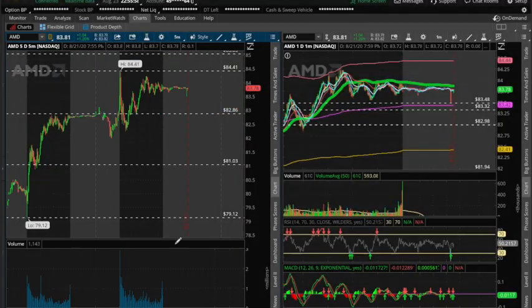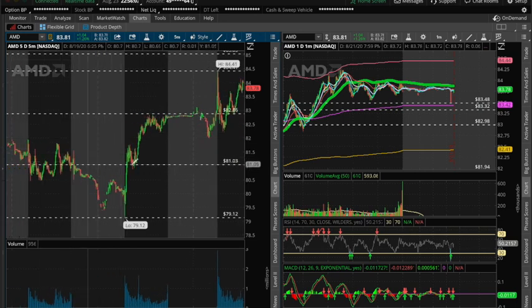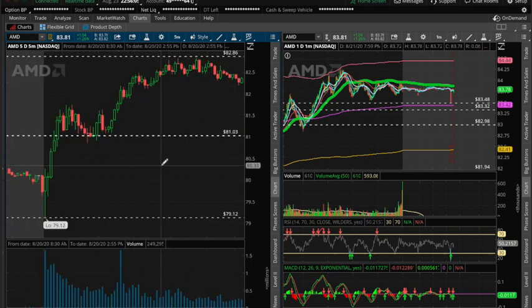Now I'm gonna show you guys just a few of the patterns that I like to trade off of. There's two right here, but we're gonna go with this one first. This one's called a bull pennant.